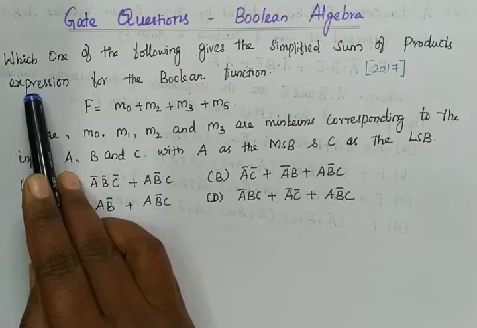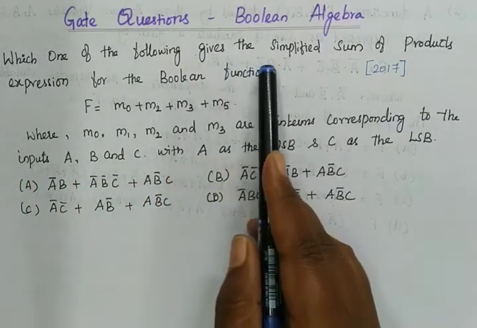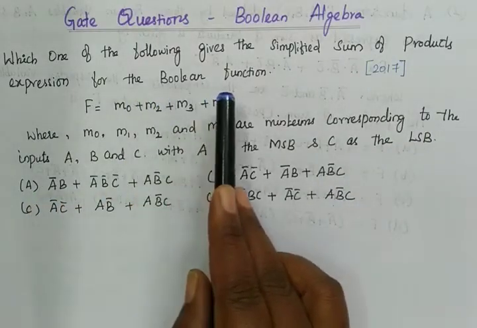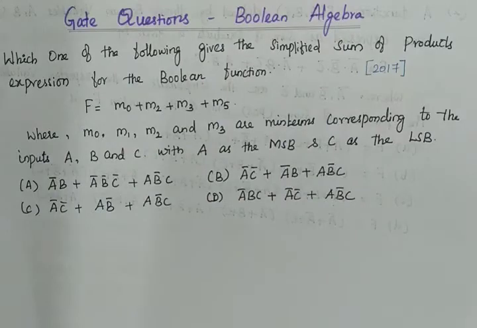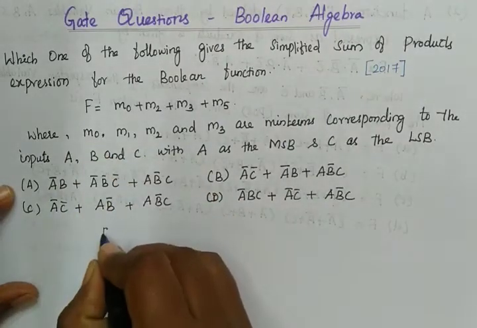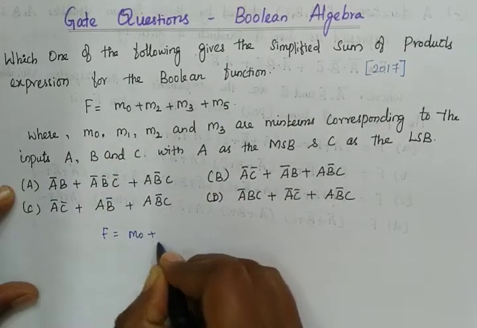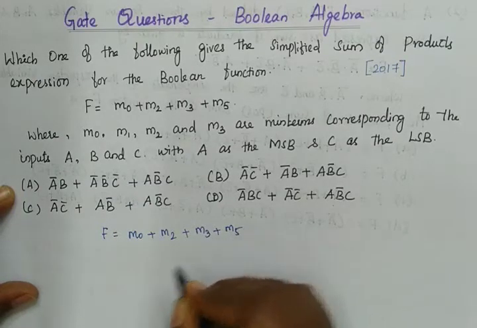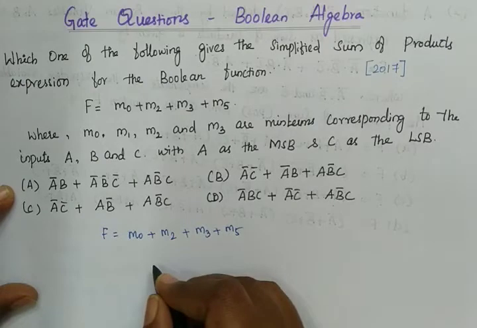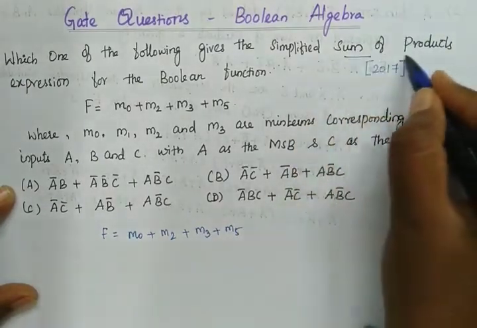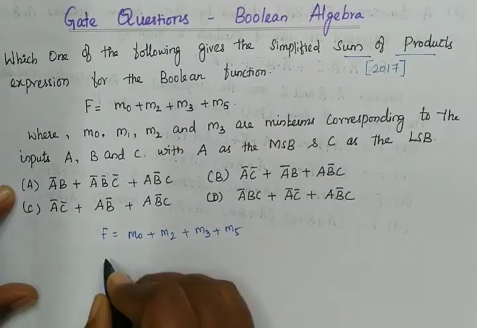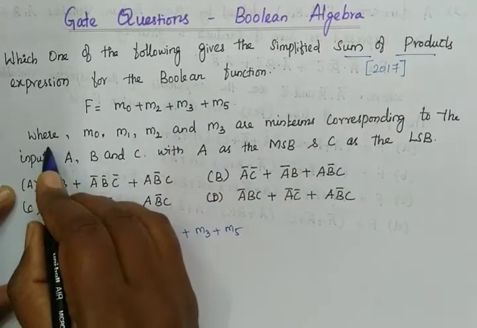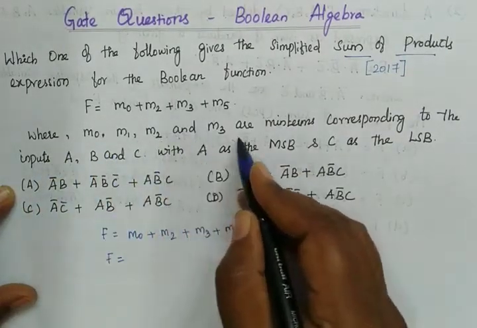Let us continue. Which one of the following gives the simplified sum of products, that is SOP expression for the Boolean function? So here the function is given as f is equal to m0 plus m2 plus m3 plus m5. So this is the question. Now, since it is sum of products, that is SOP, we know how to write this. And they have also mentioned that m0, m1, m2 and m3 are min terms.